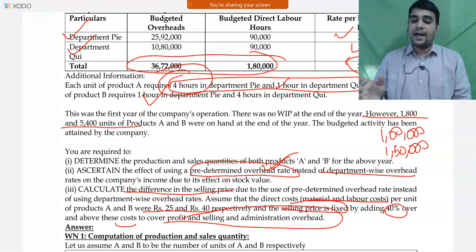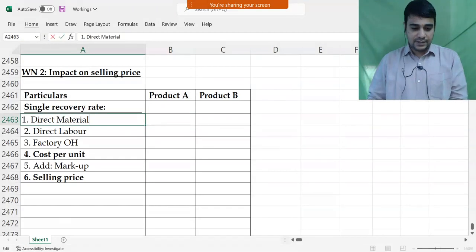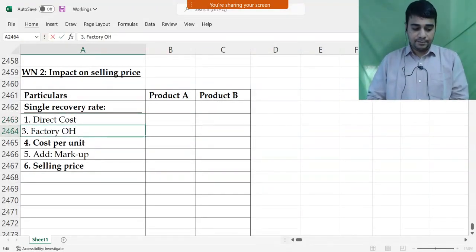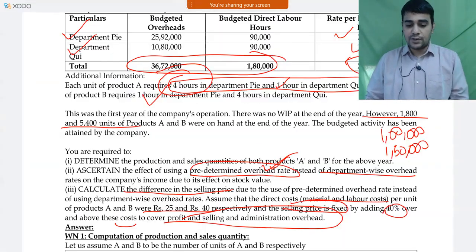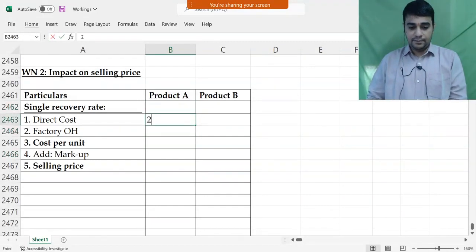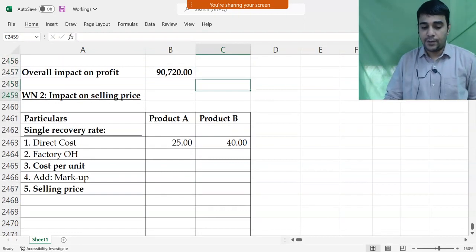Okay, they have given direct cost, material and labor put together. They have not given them separately. So maybe I'll have to change this to direct cost. They have given both of them together. The direct cost of product A and product B is 25 and 40.